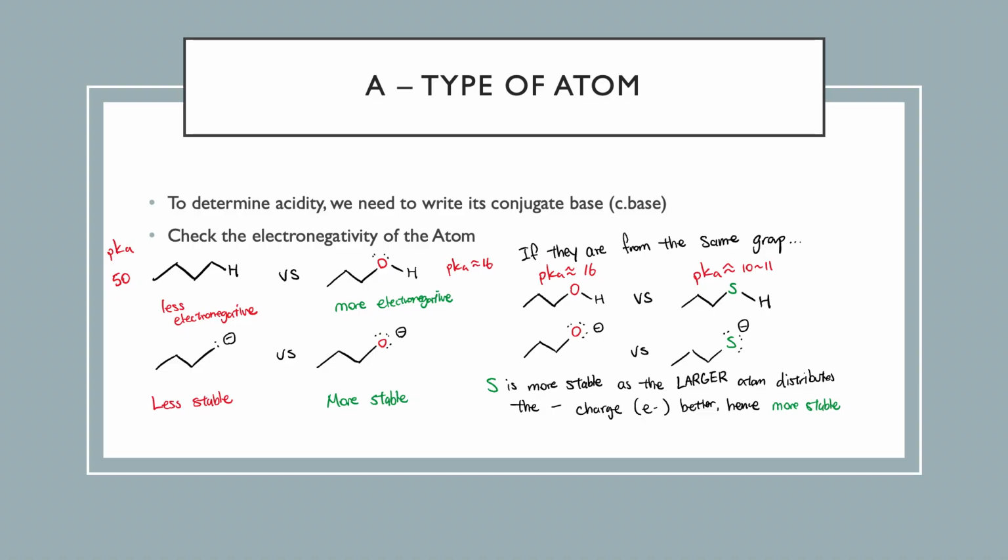However, if we have two atoms in the same group, or the column of the periodic table, the larger atom, or the one lower, wins. This is because the larger atom size helps stabilize the charge better. A good example would be oxygen and sulfur. Both are in the same group, but the larger sulfur atom is better, making a stable base, creating a more acidic acid.